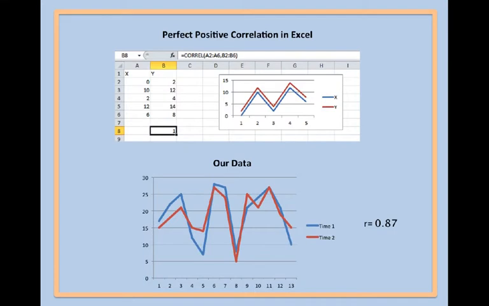This slide shows a chart on the top with a perfect positive correlation in Excel. The lines are parallel to one another. The chart below is a line graph of the data we used for our activity. The lines are not perfectly parallel. Again, we need to look at the correlation coefficient to make judgments about the reliability of a measure.